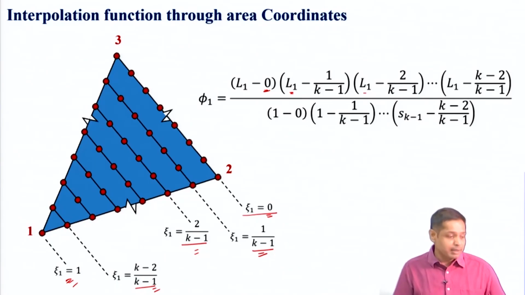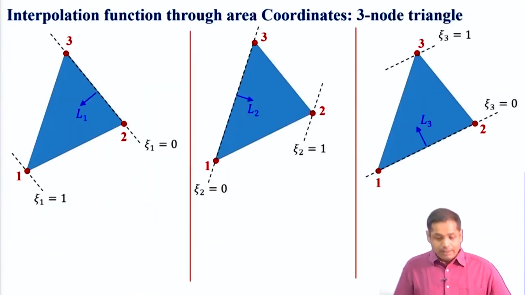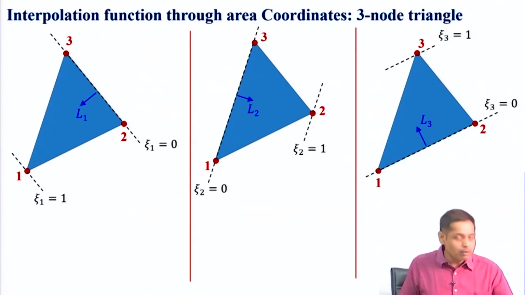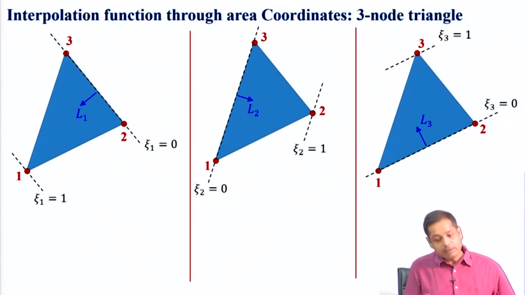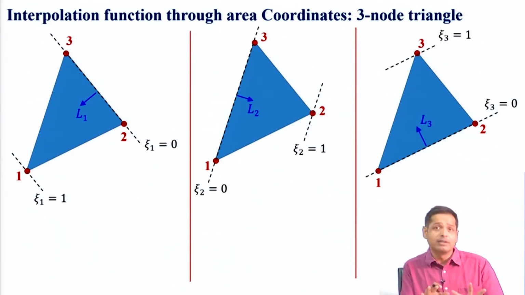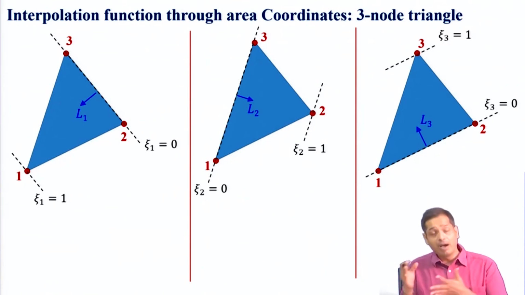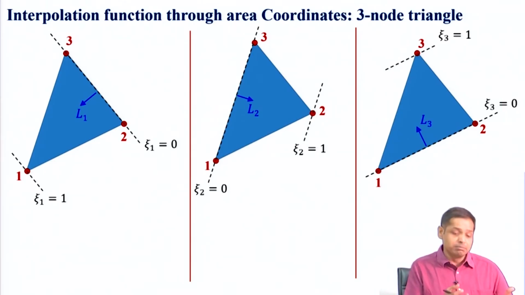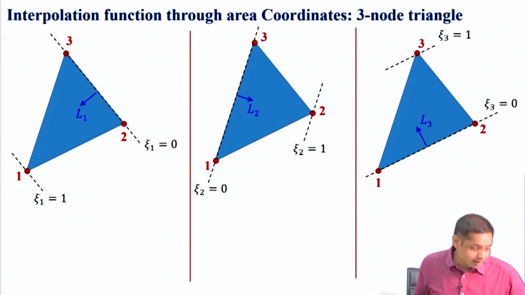Let us take some example and then probably things will be clear. Let us take first the example of a 3-node triangular element. We have already derived the shape function for that. There is nothing new we'll be discussing, but to start with, for the implementation of the area coordinate to get the shape functions for higher order elements, I thought it is good to start with a problem for which we already know the shape functions.